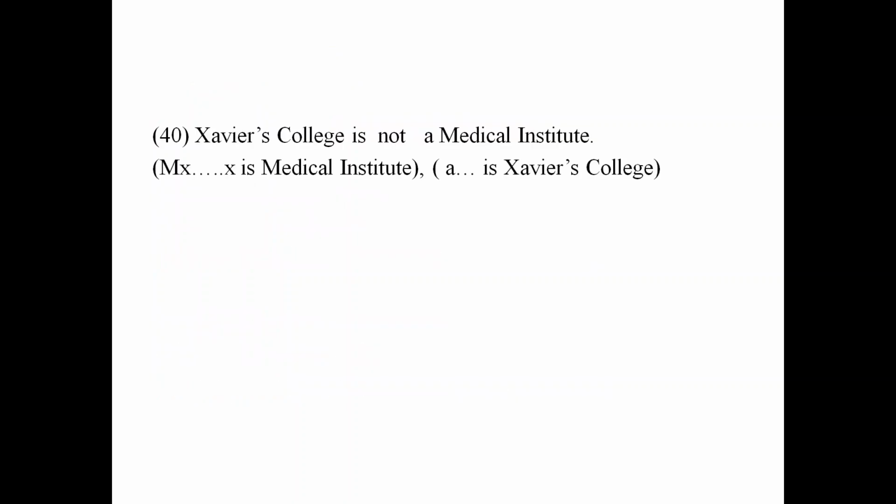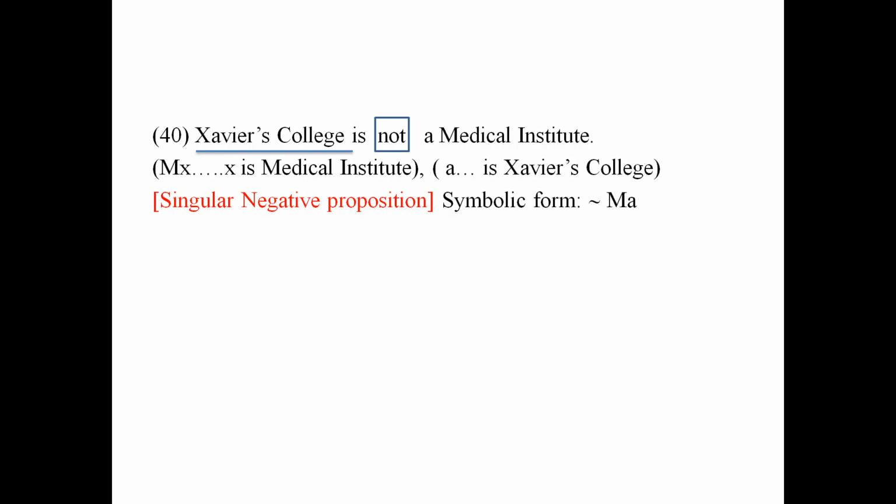Then 40, Xavier's College is not a medical institute. Here Xavier's College is a specific college, a proper name. So it's a singular proposition and we have not in it. So it is singular negative proposition. And for Xavier's we cannot use X. So we have to use small a given in the bracket and predicate constant capital M. So we will symbolize it as curl capital M small a, where a is an individual constant used for Xavier's College and capital M is used for medical institute.